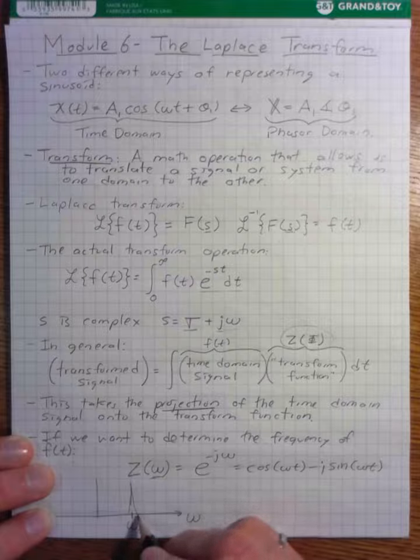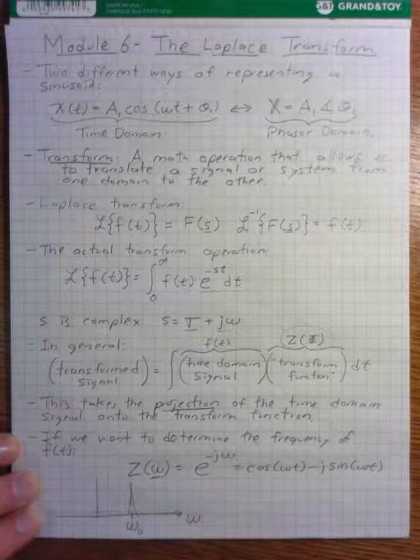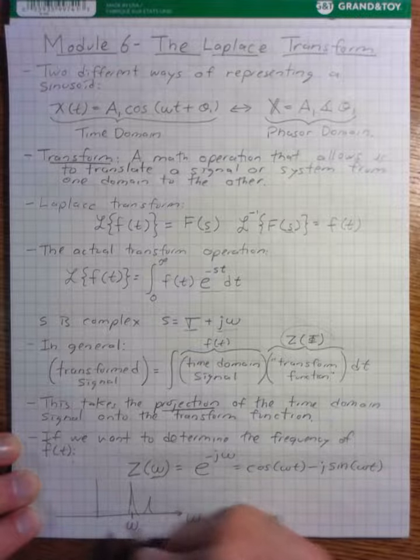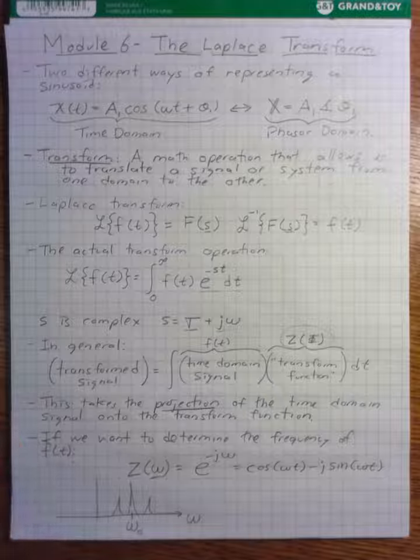And if our time domain signal consists of many frequencies or tones, we might get several spikes as we move omega back and forth. So that discussion of z of omega is a bit of a hand-wavy explanation of the Fourier transform, because the whole purpose of the Fourier transform is to determine the frequency content of a signal.